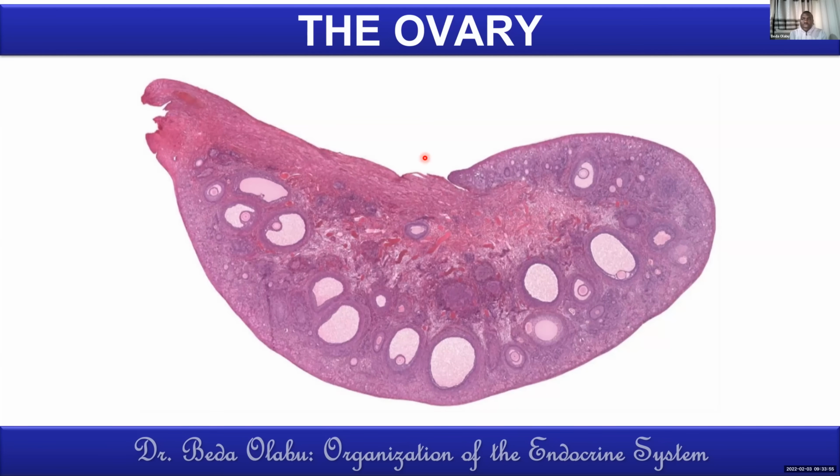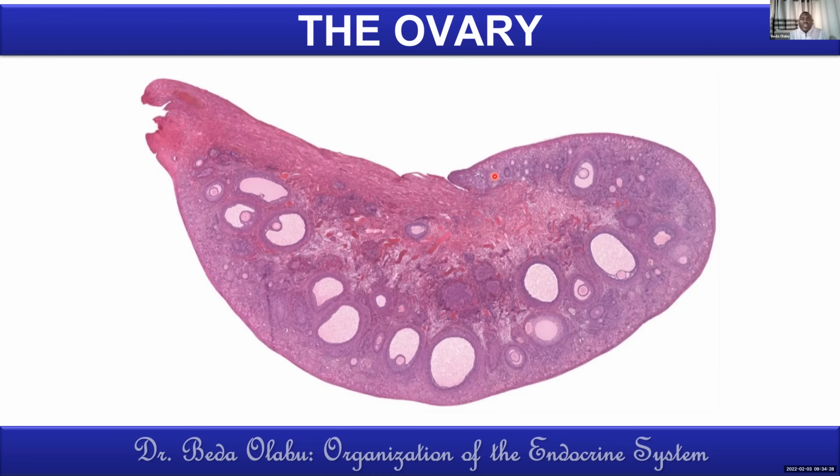The slide I'm showing you is a slide of an ovary. I want us to first describe the histological structure of the ovary. So the ovary has a central zone, which we call the ovarian medulla. The ovarian medulla basically contains connective tissue elements and blood vessels.